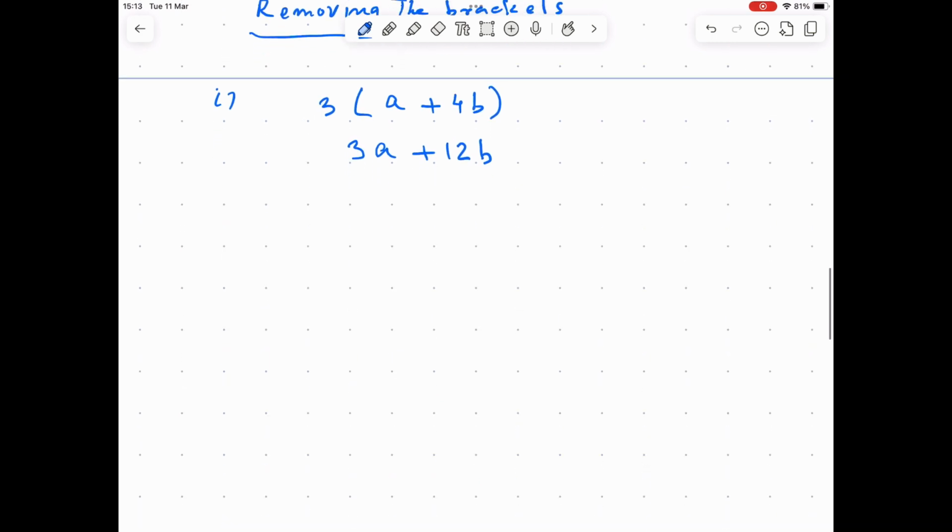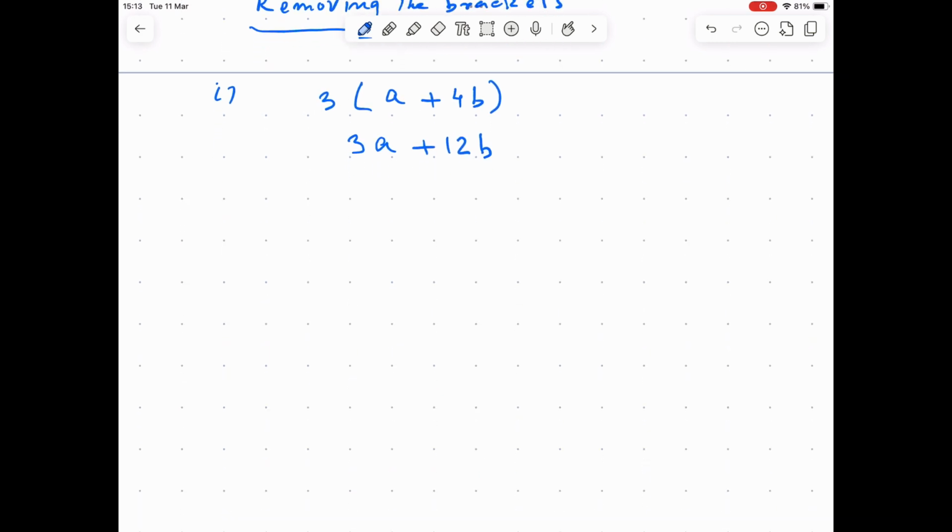Second question is 2e bracket start 3e minus 5f, say plus 5f, and then minus 1 bracket close.